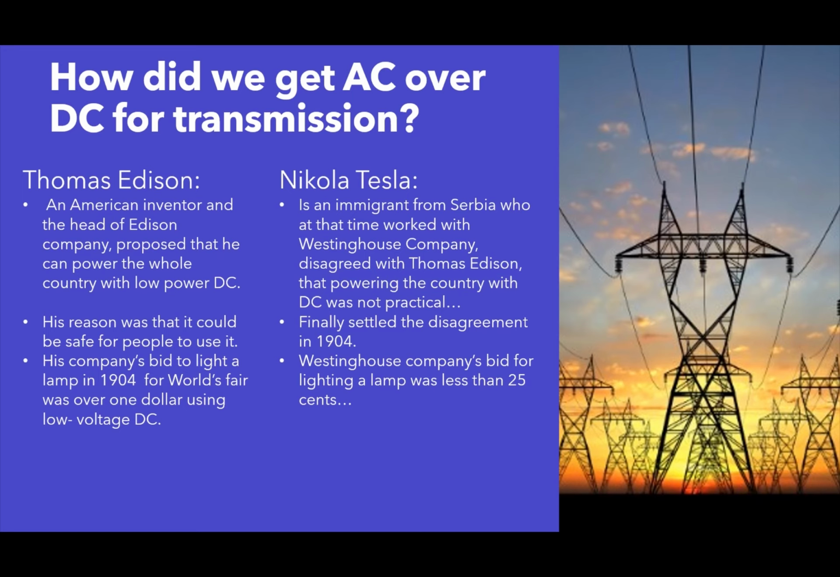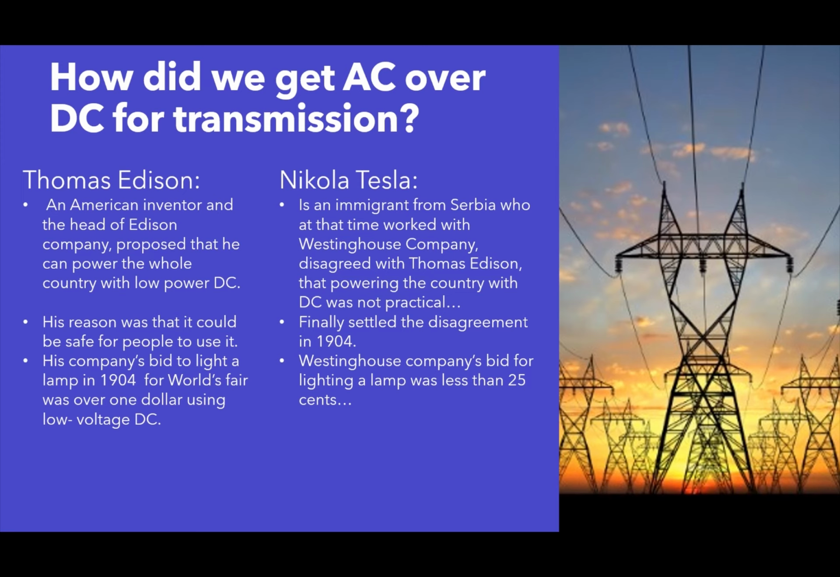Westinghouse Company's bid for lighting a lamp was less than 25 cents, which is four to five times cheaper than Edison's company. That's how they got the contract, and the whole world lit up with AC power right there. So that was the review of AC and DC.